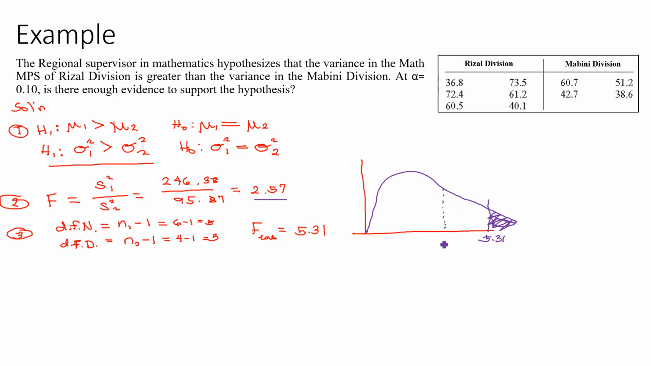So 2.57. In other words, for our number 4, since the computed f value is lesser than the tabular f value, our decision is that we are not going to reject the null hypothesis. So our decision: do not reject the null hypothesis.